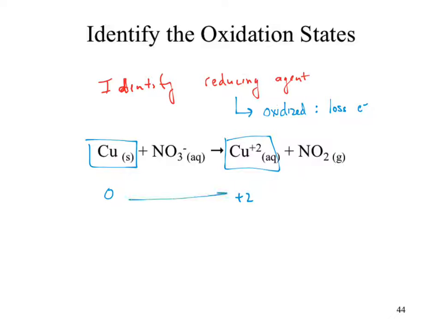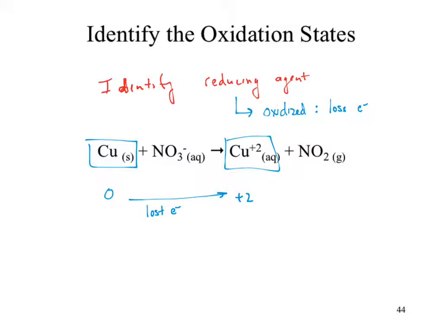To go from a 0 to a +2, what happened? I lost electrons. What was I looking for in my answer? The species that lost electrons, because it was oxidized, which thereby means it was the reducing agent. My answer is, holy crap, I got the answer without having to do all of the oxidation states.